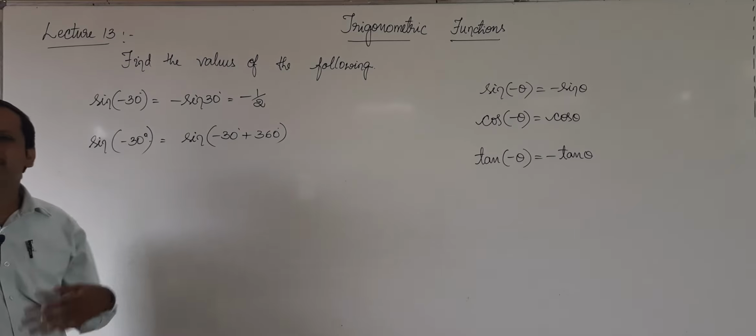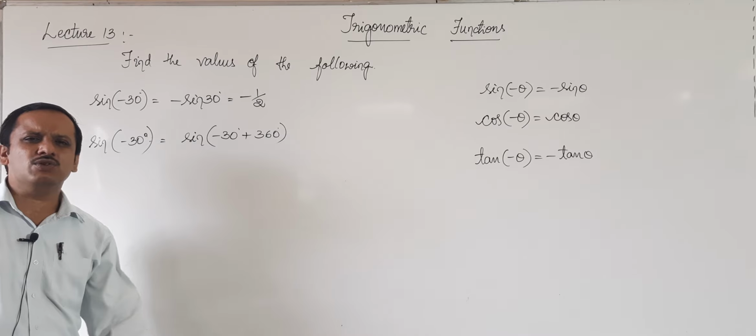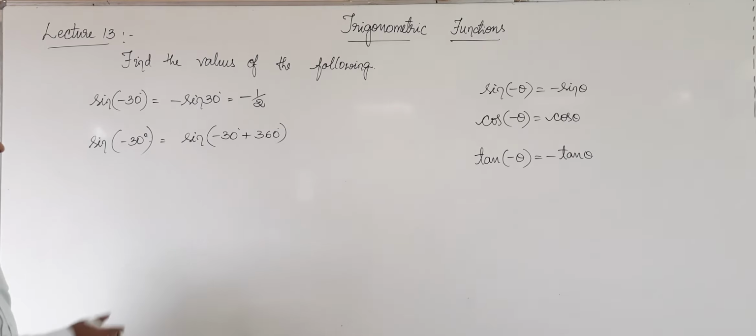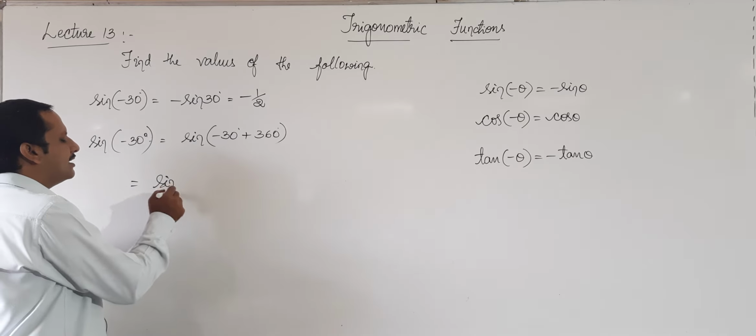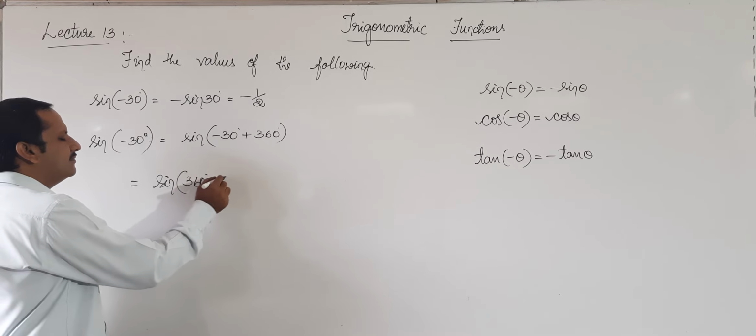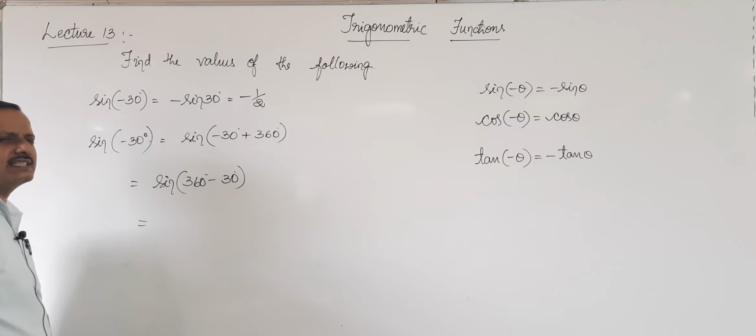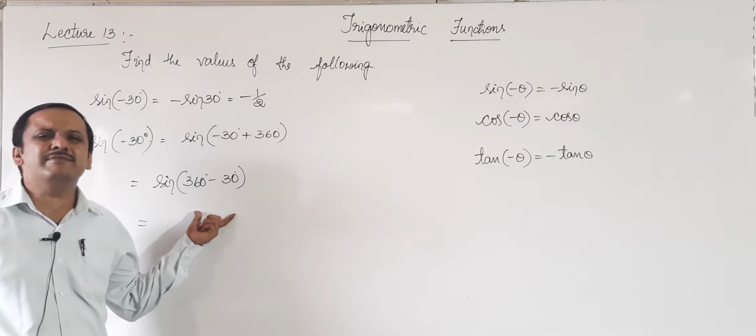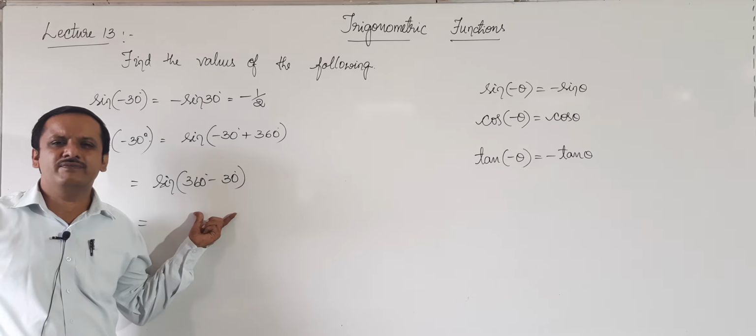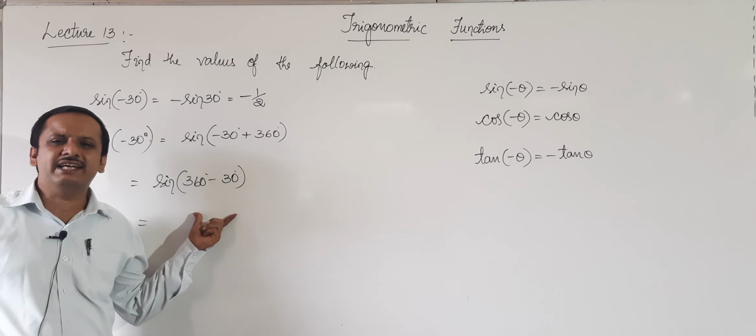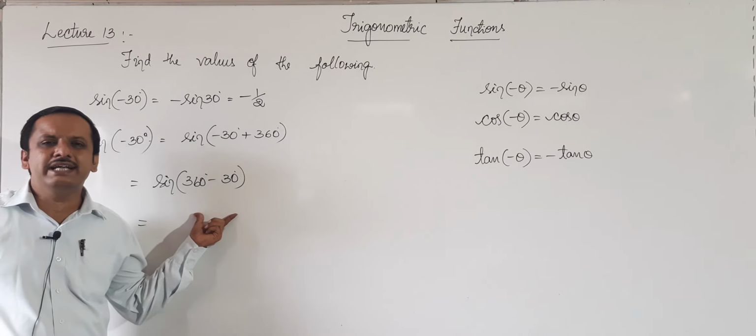For any angle, if you keep on adding 360 degrees, there is no change in the value of that trigonometric function. So this looks like 360 minus theta, right? Minus 30 plus 360 can also be written as 360 minus 30. Sin of 360 minus theta, it is in which quadrant? 360 minus theta is in the fourth quadrant.